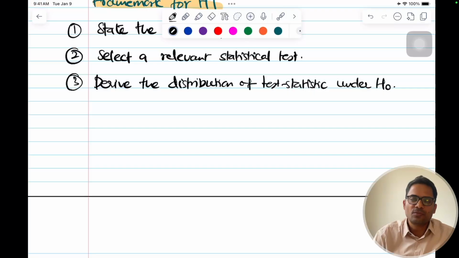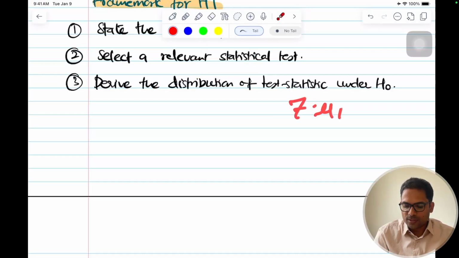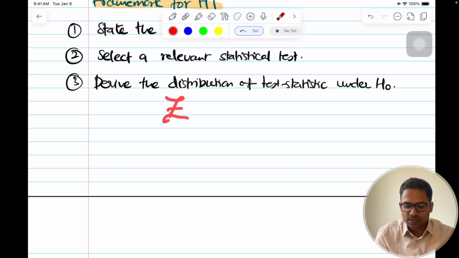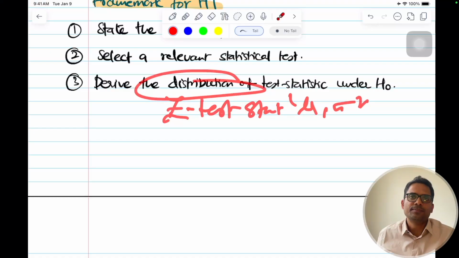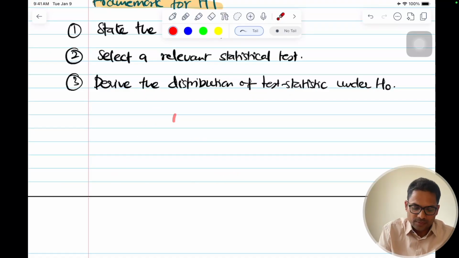For example, for normal distribution, which is Z test, with known mu and sigma, that will be the distribution of that. If you're using a sample which is normally distributed, then we can use the z-test statistic, and with a known mu and sigma, I will get the distribution of it. What will be the distribution will be like this. Okay, so that's the third step.